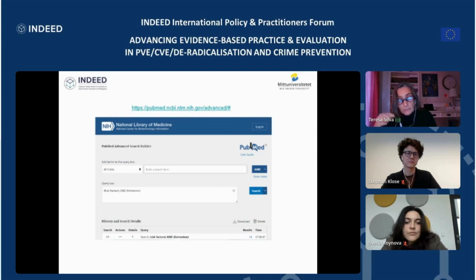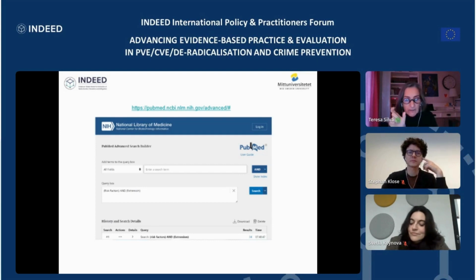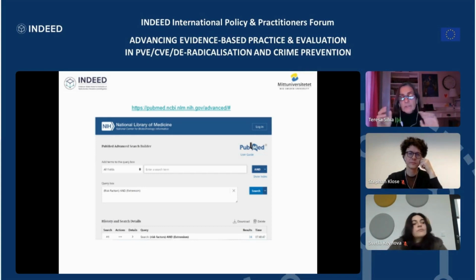I use PubMed for my own research because you have this advanced search engine in which you can combine expressions or words. It is perhaps very small here. I don't know if you can see it, but I introduce, in this case, risk factors and combine it with extremism, and I obtain 34 results. In this case, I will also try risk factors and radicalization instead of extremism, and most likely I would find a different number from these 34.